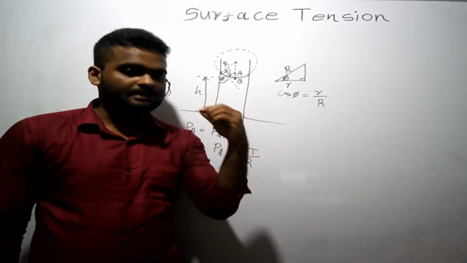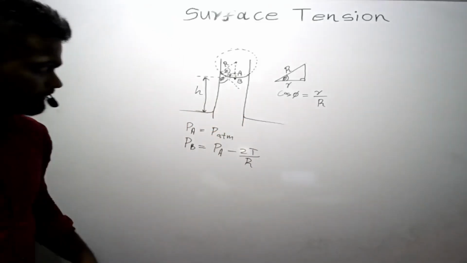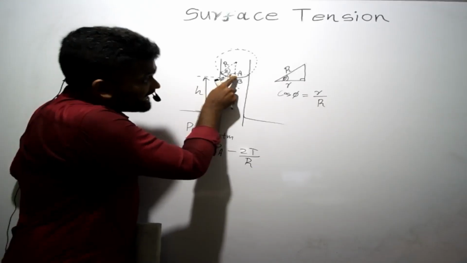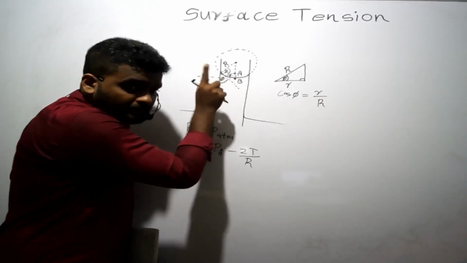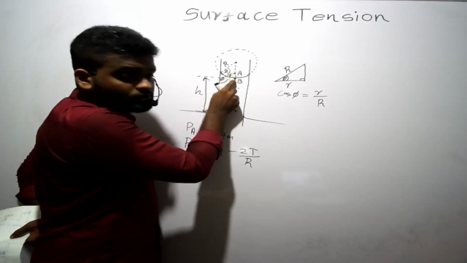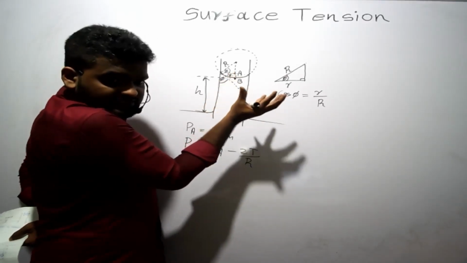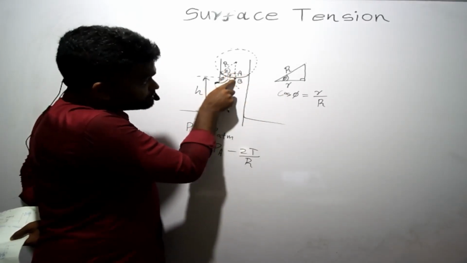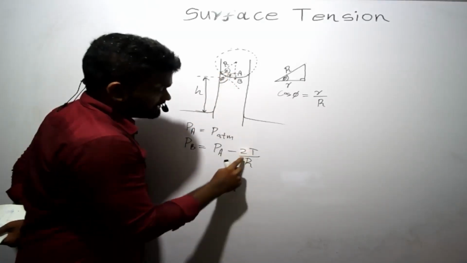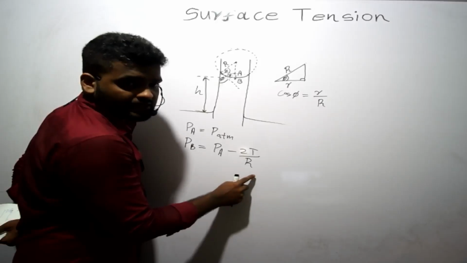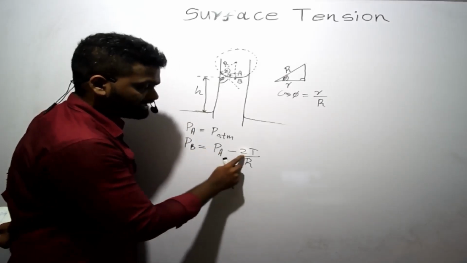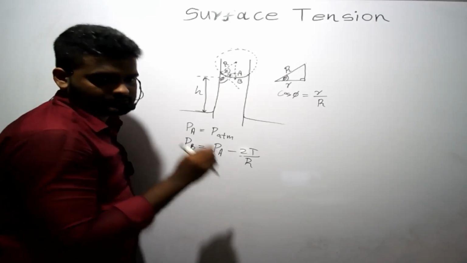2T divided by capital R. So we know the pressure here is PA, and slightly below that meniscus, should the pressure be higher or lower? Slightly below. It is curved like this, right? So the pressure should be less, slightly below that. So it is less by 2T divided by R amount. So PB pressure, you can write it as PA minus 2T over R. Do you understand that?